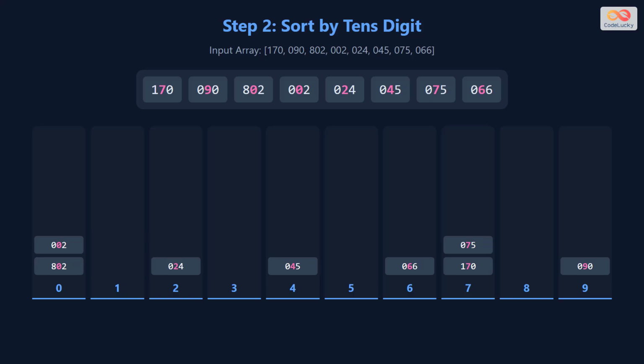Now we take that collected list and sort it again, but this time we look at the tens digit. Notice how the numbers move into new buckets. For example, 802 goes into bucket 0 because its middle digit is 0. 170 goes into bucket 7. We collect them again in order.